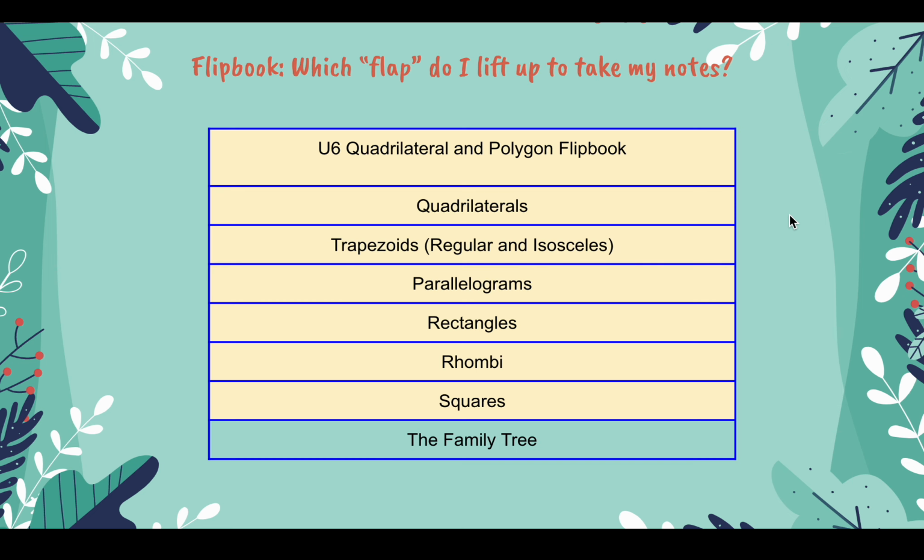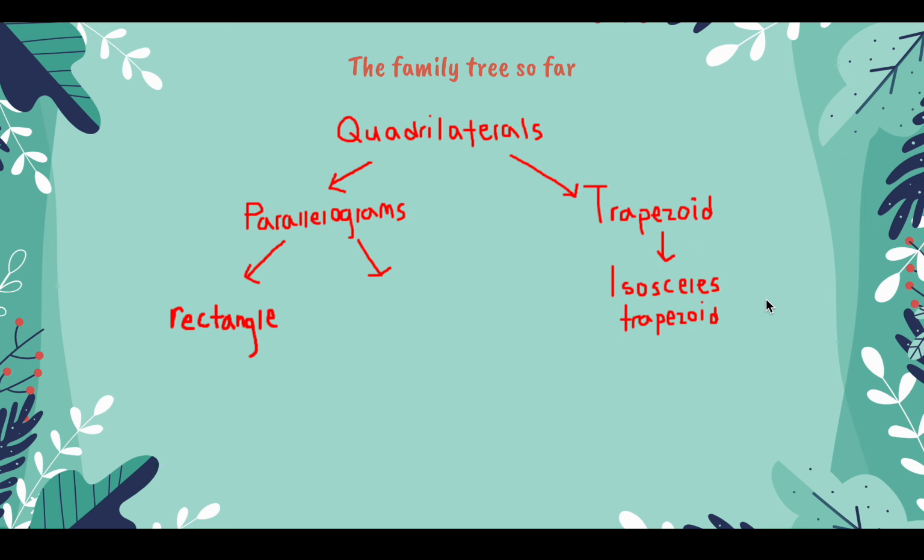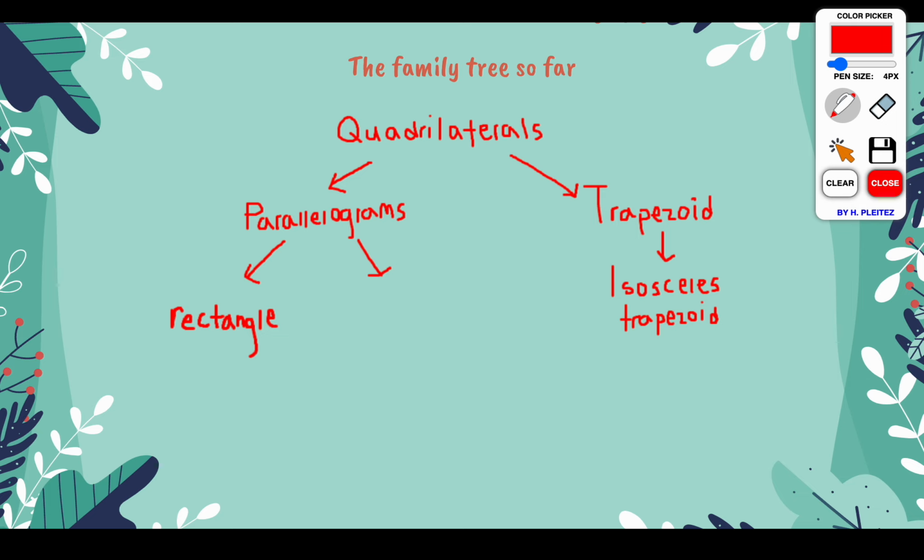So we're going to go over the family tree portion of this first so you can get a visual example of which properties we are inheriting from the shapes before. So lift up every flap from the square. You should be on the very last one. You're lifting up every flap that's in yellow, and you are writing on the family tree. So far, we've done all of this, right?